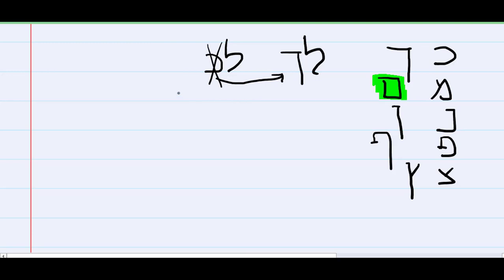We have the word for day, which is this. You've probably heard of the word Yom Kippur, the Day of Atonement. This is the Hebrew word Yom. Notice that the Mem here is not the non-final Mem, but the final one, Yom.